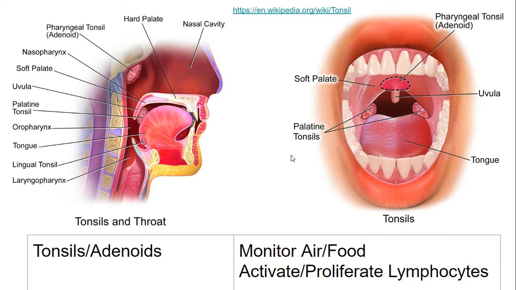So those tonsils have certain types of cells on their surface which can capture foreign material and activate lymphocytes. And again, if you activate those lymphocytes, you're ultimately going to proliferate or make more of them to initiate an activated immune response, a specific immune response.